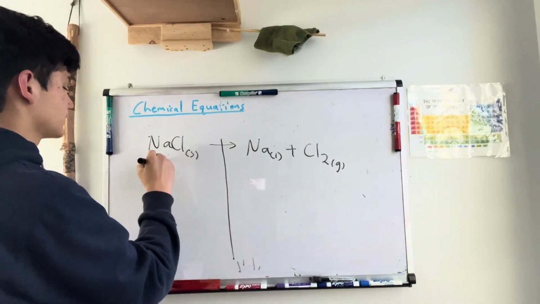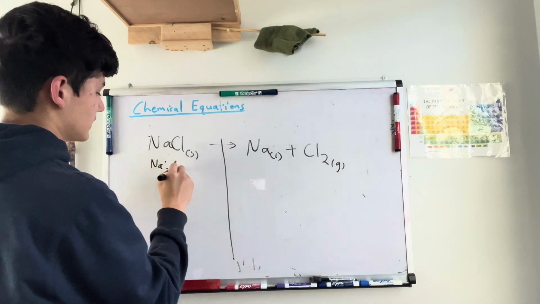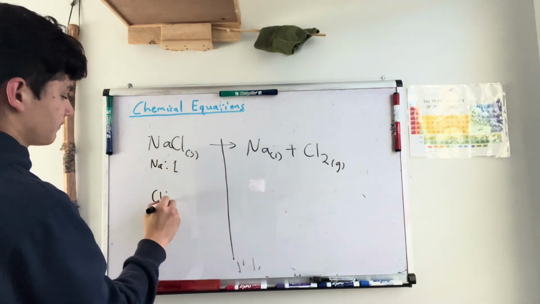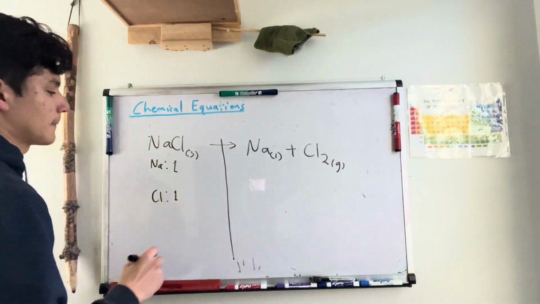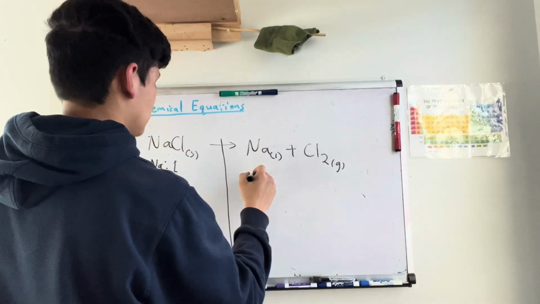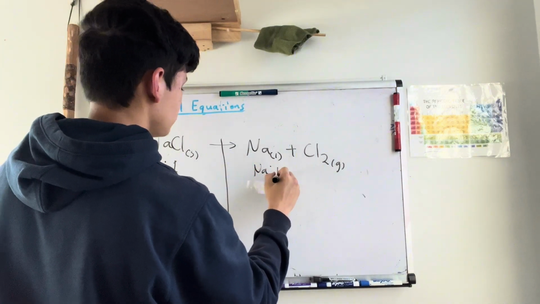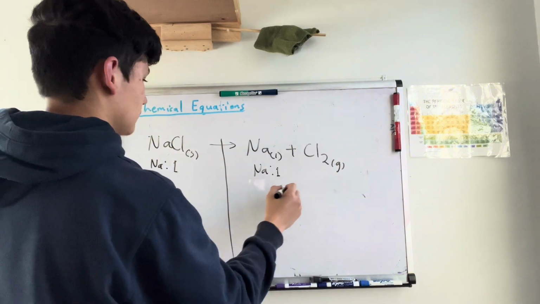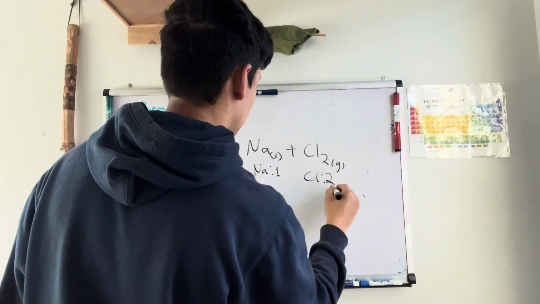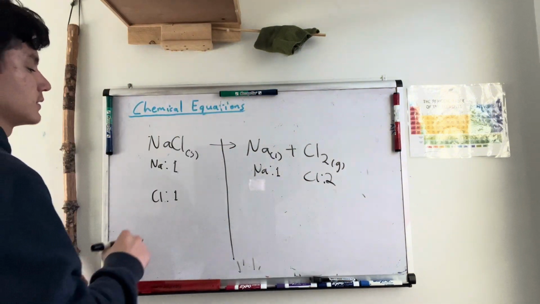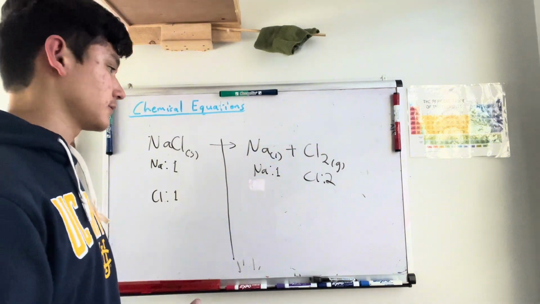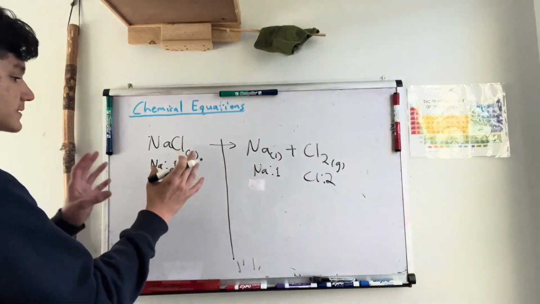As per our convention, you list the atoms. So you have one sodium, one chlorine, one sodium, and two chlorines. Okay, so it's literally the reverse of synthesis, pretty much. You could think about it like that in this case.